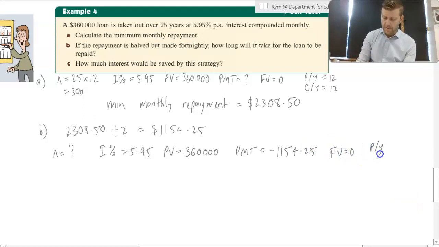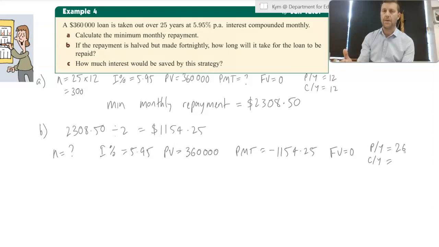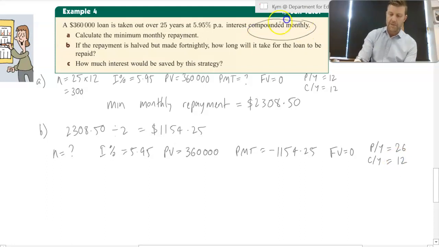Now, this is probably the one time P/Y and C/Y will be different. P/Y means payments per year. So how many times are you making these repayments? Well, if you're paying it fortnightly, it's 26 times per year because there's 26 fortnights in a year. C/Y means compound periods per year. So how often is the interest being compounded per year? In this case, it's still being compounded monthly, so we're going to leave C/Y as 12.